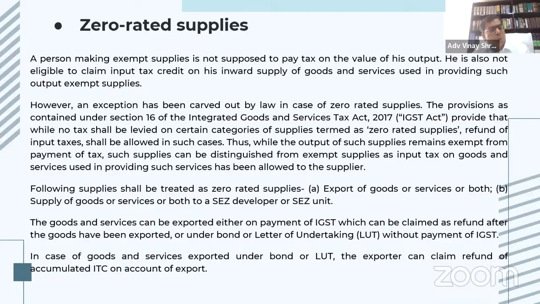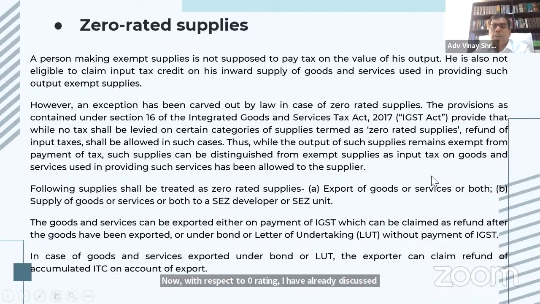Now, with respect to zero rating, I have already discussed the fundamental concept that one can either not avail the input tax credit and export under the bond or LUT and claim the benefit of unutilized input tax credit, or one can export on payment of IGST and then claim the refund of the same.